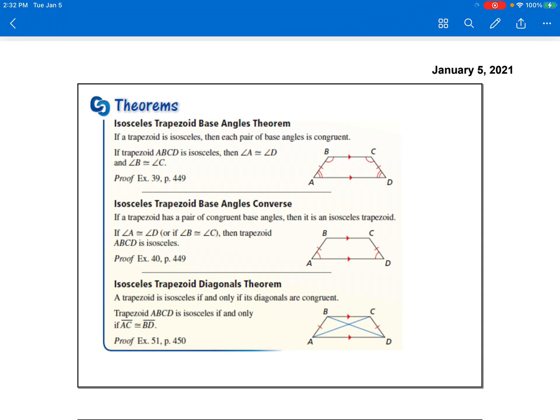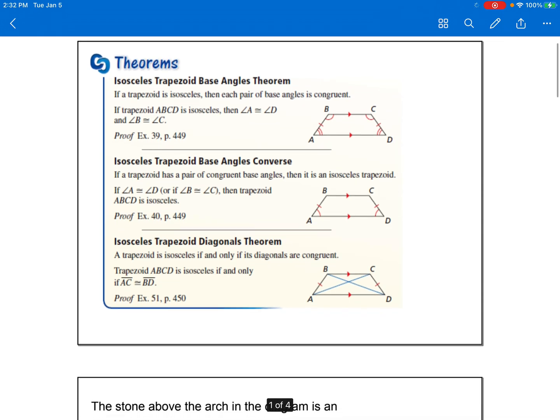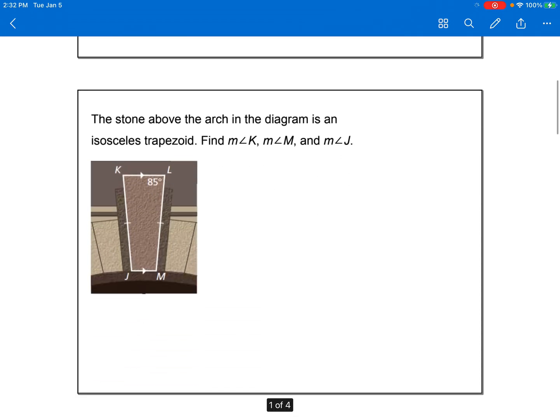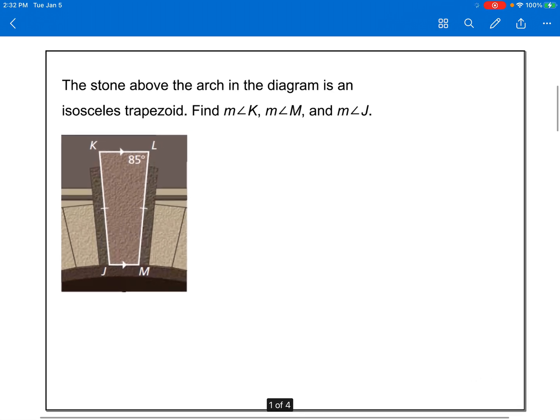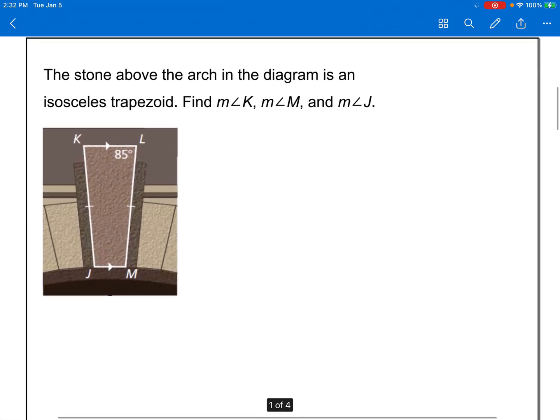All right, now after watching video number 1 on 7.5 for isosceles trapezoids and kites, we should be able to use those facts to find the missing information. So on the first example, we have what's called a keystone, and it keeps an arch from collapsing, and this architecture is just amazing from Roman times. So this keystone, angle L is 85 degrees.